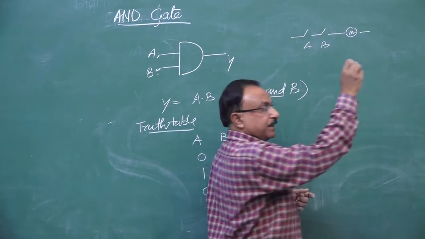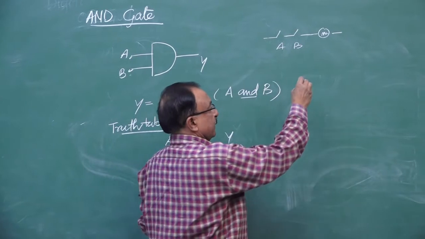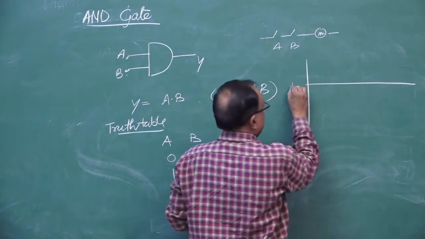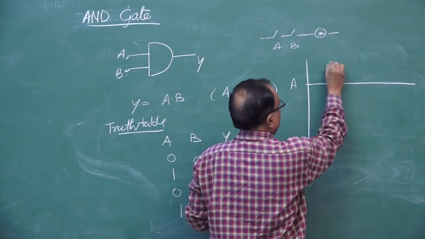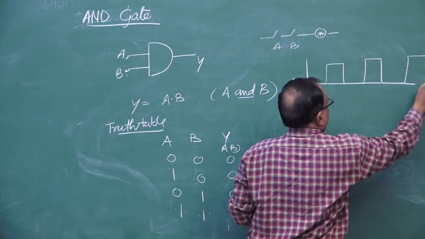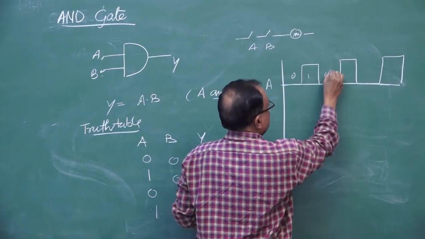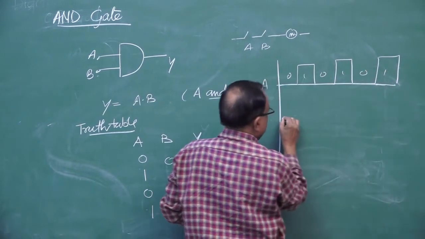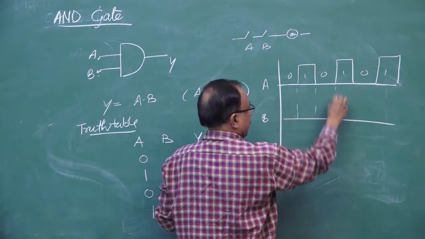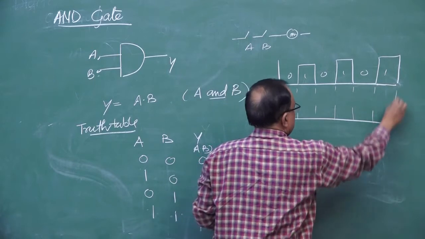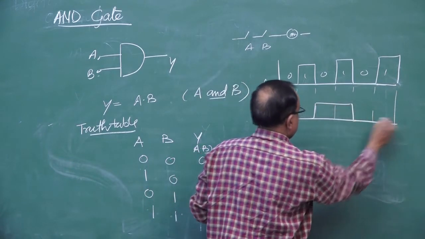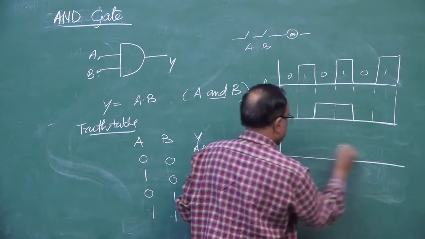In graphical form, how can we give the output and input? We represent input A 0, 1, 0, 1, 0, 1, and this is B. Under the same place we put the graph 0, 0, 1, 1, 0, 0. Then what will be the output?